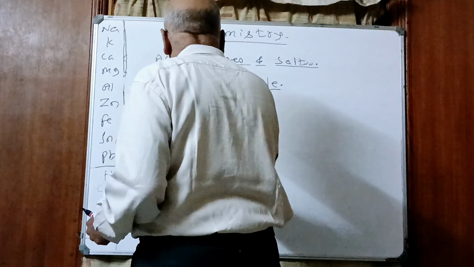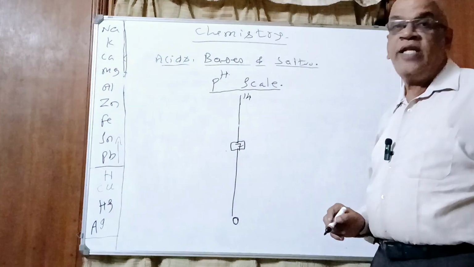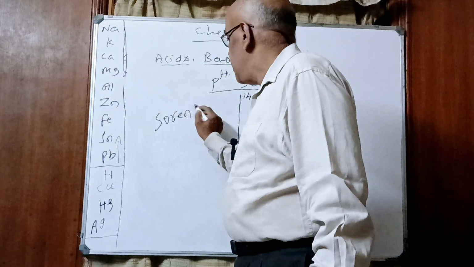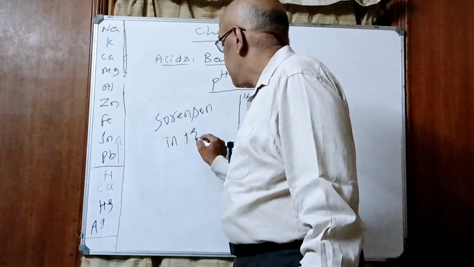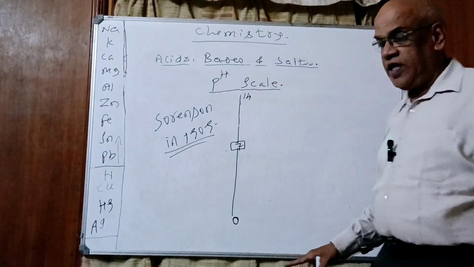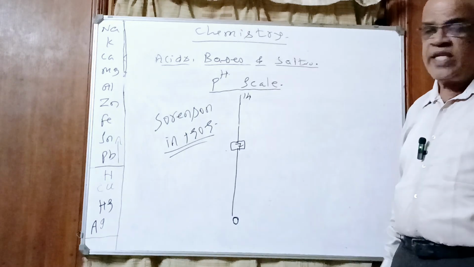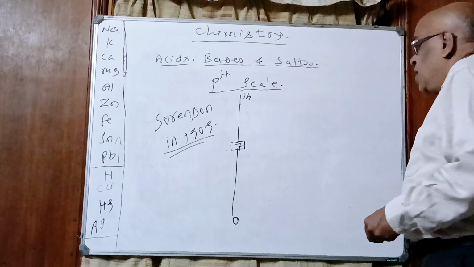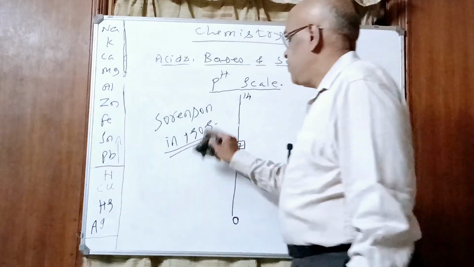pH scale is a scale. It was devised by a chemist by name Sorensen. Sorensen is the name of the chemist. In 1909, he devised this scale, which consists of numbers ranging from 0 to 14. Midpoint is 7. Now, with the help of this, we can measure the relative strength of an acid or base.